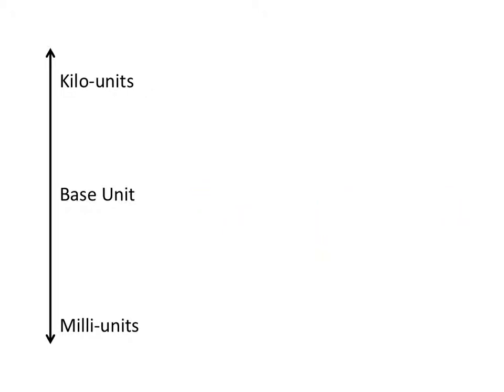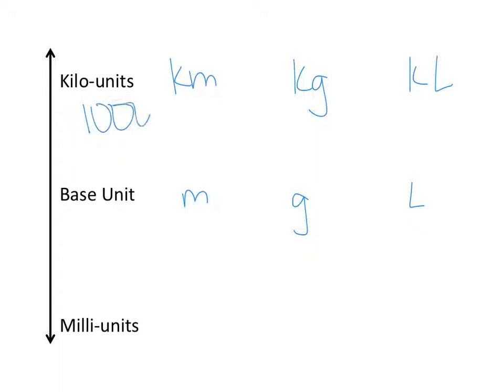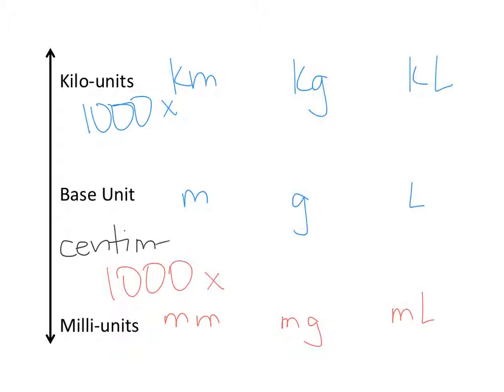So that if we have a base unit of meters, or grams, or liters, a larger unit will involve kilometers, or kilograms, or kiloliters, and these are all 1,000 times larger. On the other hand, we can also have millimeters, milligrams, and milliliters, and these will all be 1,000 times smaller. When we deal with length, we also add in another common unit, the centimeters. Centimeters are 100 times smaller than meters.